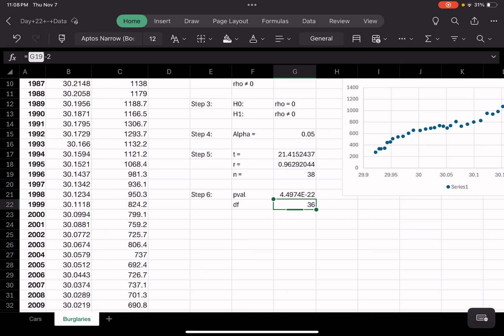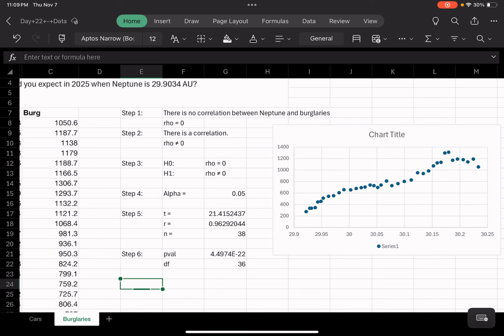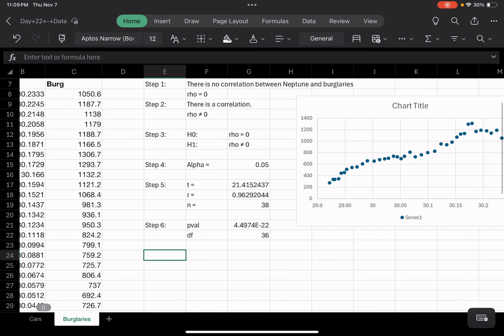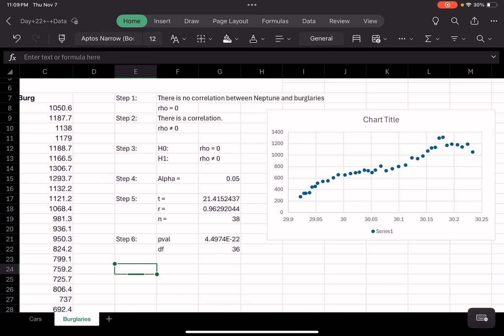That's incredibly small. To say there is no correlation would mean this data, Neptune and the rate of burglaries in Kansas, is absurd. But the data is not absurd. The data is a little silly, yes, but it's not bad data. I don't think that's doctored like that. Anyway, the hypothesis that there is no correlation is absurd, and we reject it.